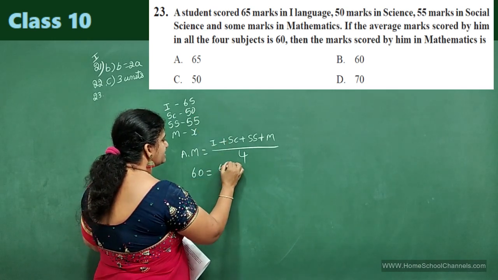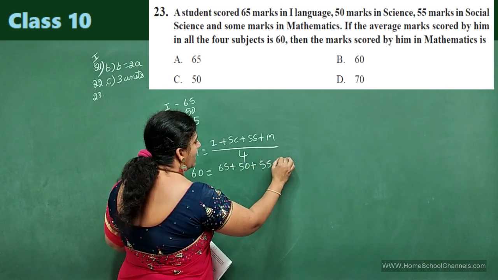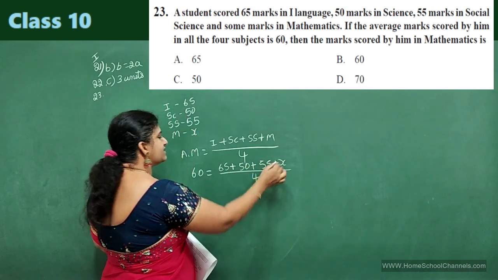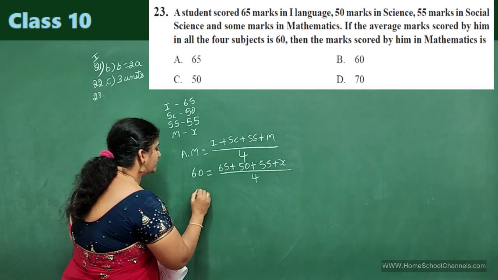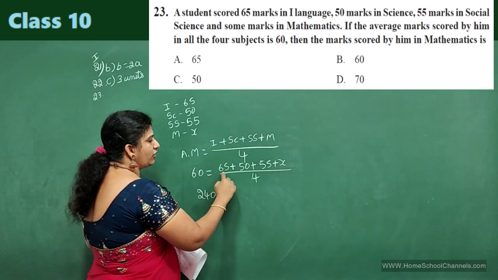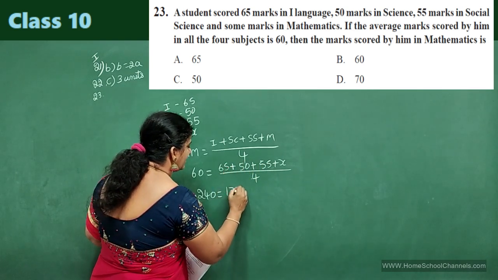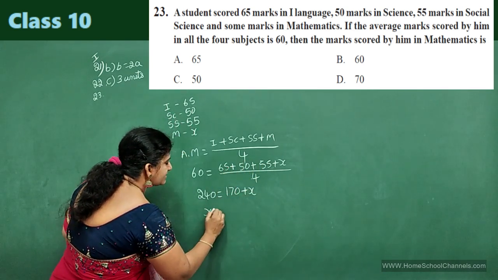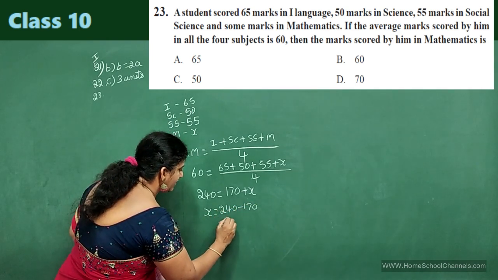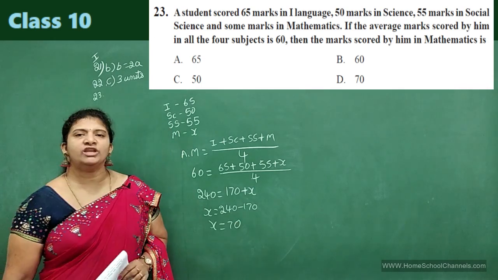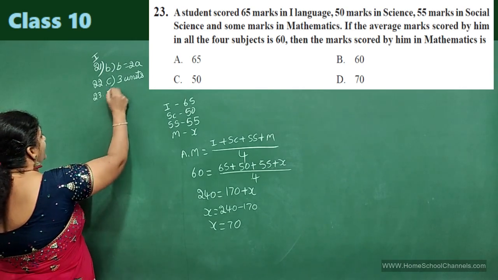First language 65, science 50, social science 55, maths some marks, let us assume it as x. Send this 4 to this side. 60 into 4 is 240 is equal to, add all this, 65 plus 50 is 115, plus 55 is 170, plus x. x is equal to 240 minus 170. That will be 70 is your answer. How many marks did they score in mathematics? 70 marks. See the option? Option D, 70.